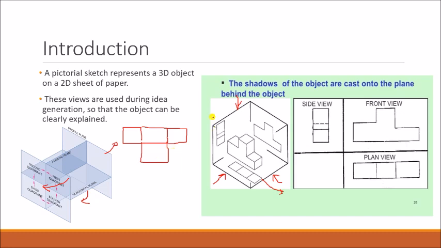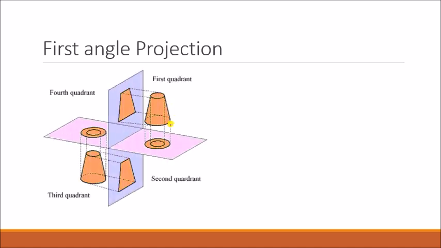Clear? So this is how the conversion of a pictorial, that is a 3D object or representation of a 3D sketch, into 2D views happens. So we'll see what the first angle projection is. What do you mean by first angle and third angle? In first angle projection, for example, consider that an observer is here. He is seeing from this side. In first angle projection, the object is in between the vertical plane and the observer. So when the object is in between the vertical plane and observer, we call it first angle projection.